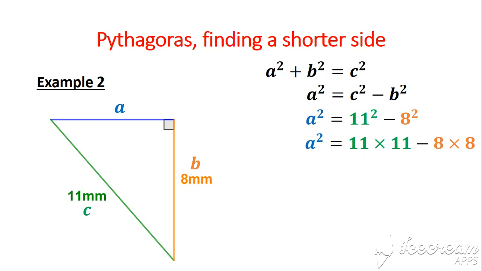11 times 11, 8 times 8. 11 times 11 is 121. 8 times 8 is 64. And 121 minus 64 gives 57.